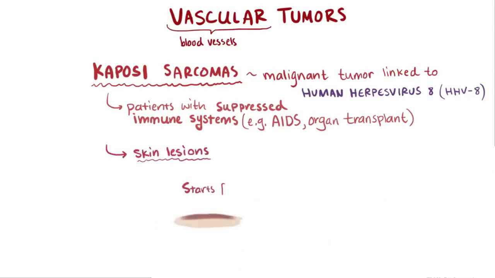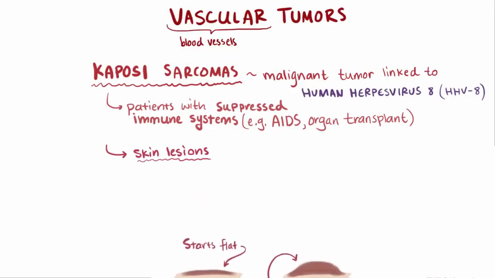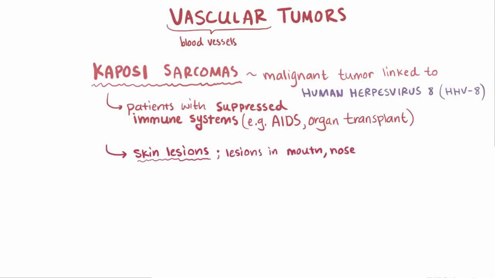Initially, these lesions start off flat, but over time they might become raised and more painful. In people who have a compromised immune system, the disease can cause lesions in other tissues like the mouth, the nose, the throat, the lymph nodes, the lungs, and the gastrointestinal tract.